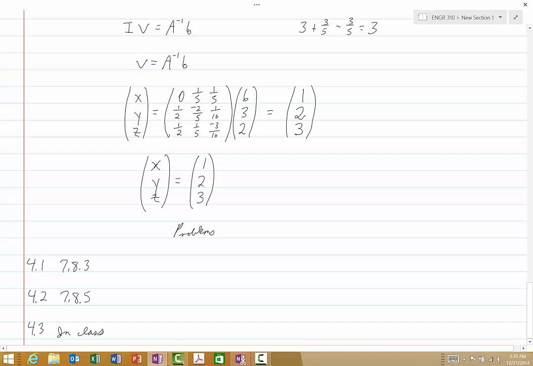Okay, so for the first problem in this lecture, let's do problem 7.8.3. For the second one, do 7.8.5. And then the third one will be in class.